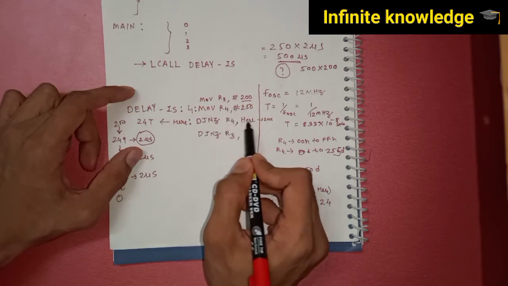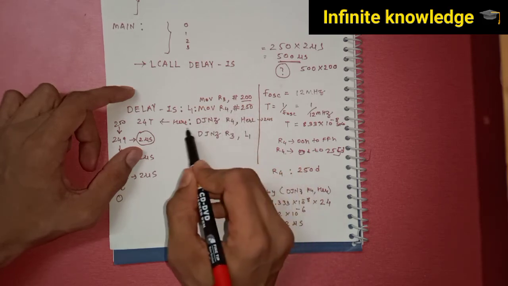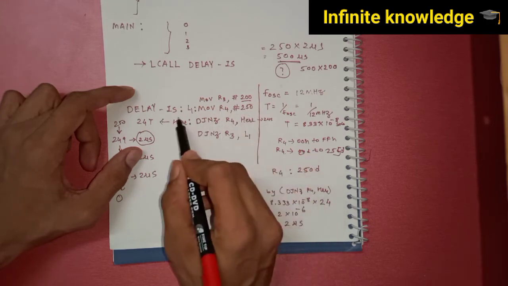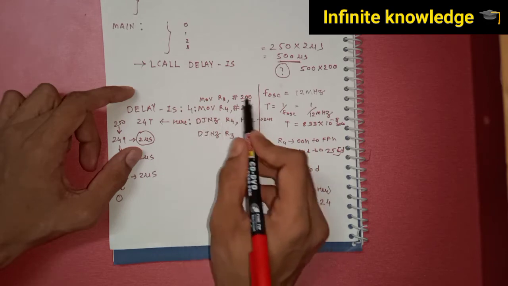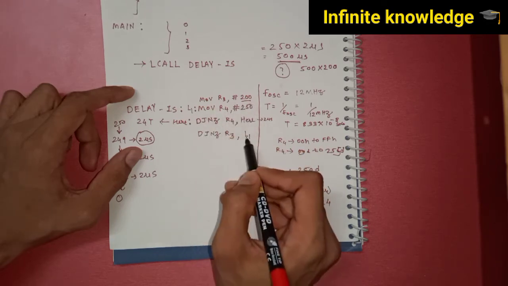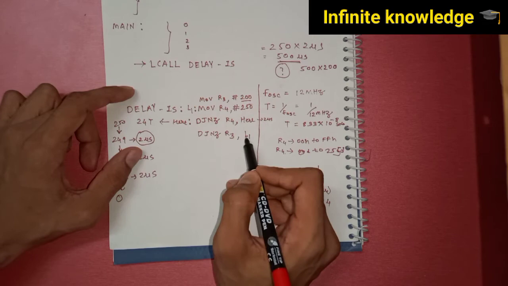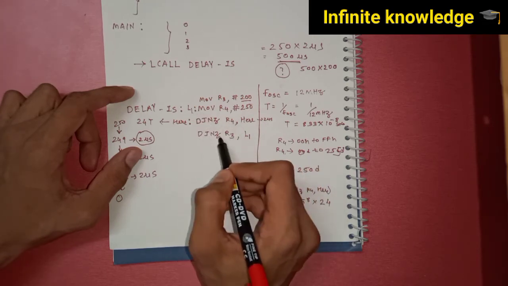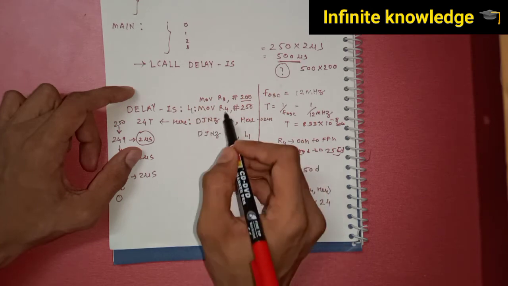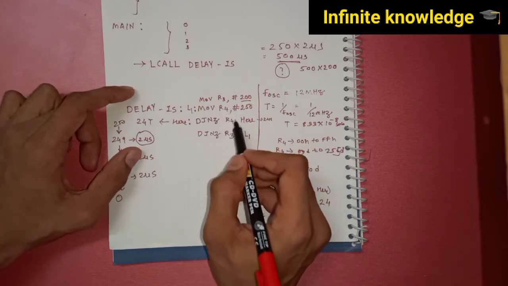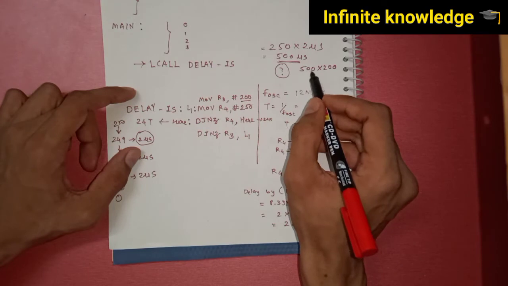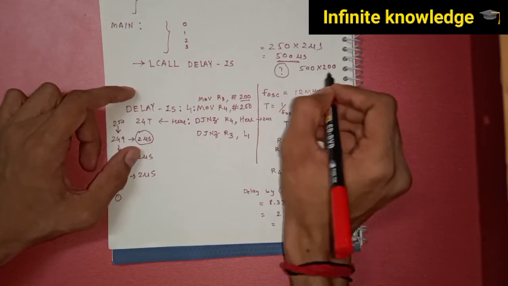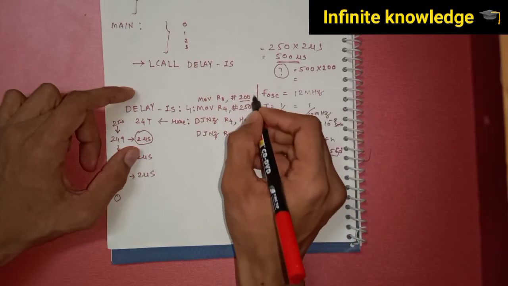Now DJNZ R4 here means this instruction will be executed for 250 times, or it will continue up to 250 times, and after this is executed, again DJNZ R3 jumps to L1. DJNZ is decrement and jump, R3 to L1. Now once again this instruction is executed. That is why this 500 microseconds is multiplied by this number 200. This is what we added.